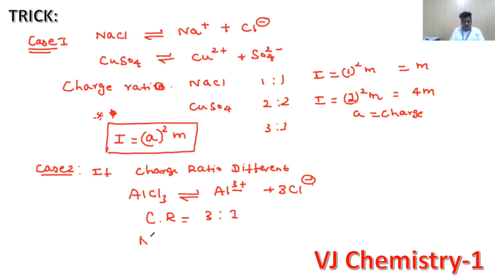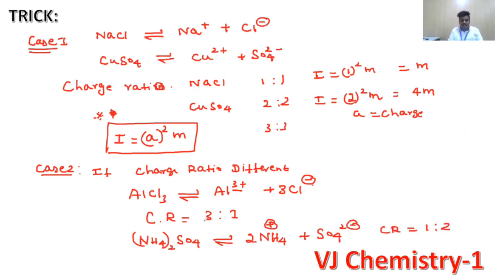If I take NH4 twice SO4, the dissociation is 2 NH4 plus and SO4 2 minus. The charge ratio is 1:2. If you get a different charge ratio, what is the ionic strength? Very important, easy trick: A into B square plus B into A square, divided by 2. This is the trick.